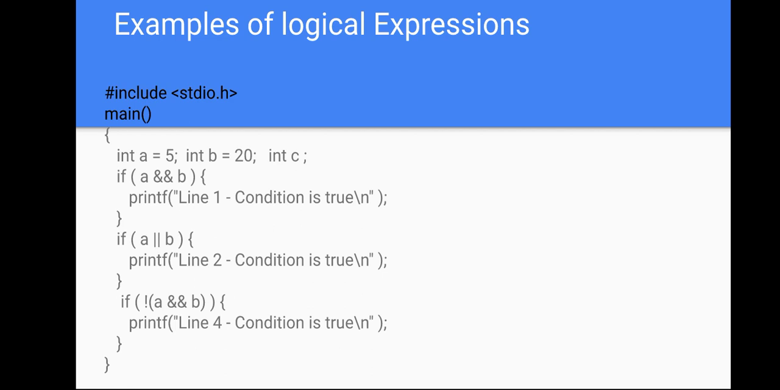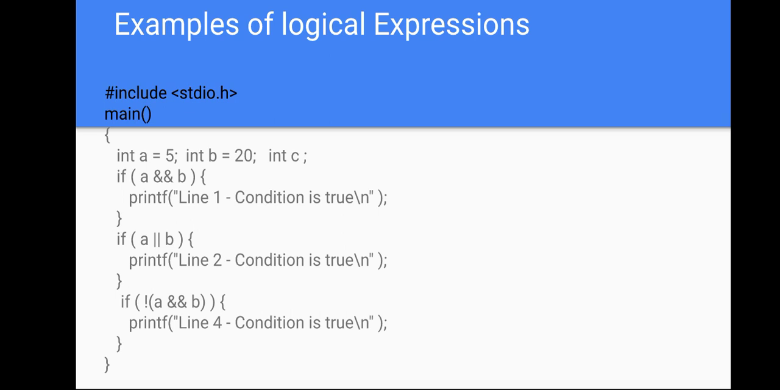Next is the logical expression. Logically we say and, or, and not. This is mainly used to make some condition, like whether both are true or one is false. The answer will be a boolean value, either true or false. That is called a logical expression. In this example, the double ampersand symbol is the and operator, the double pipe symbol is the or operator, and the exclamation symbol is the not operator. I have given some examples of these logical expressions.